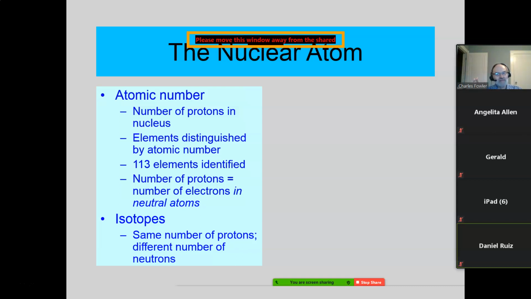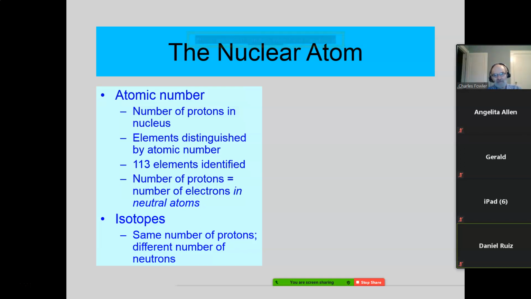Now that proton can have no neutrons with it. That's hydrogen. That proton can have one neutron with it. That's still hydrogen. It can have two neutrons with it. It's still hydrogen. What determines what an atom is, is how many protons it has. It can have a variety of numbers of neutrons, but the number of protons determines what that material is. And that's called the atomic number. How many protons are there? Okay? And elements are distinguished by their atomic number.